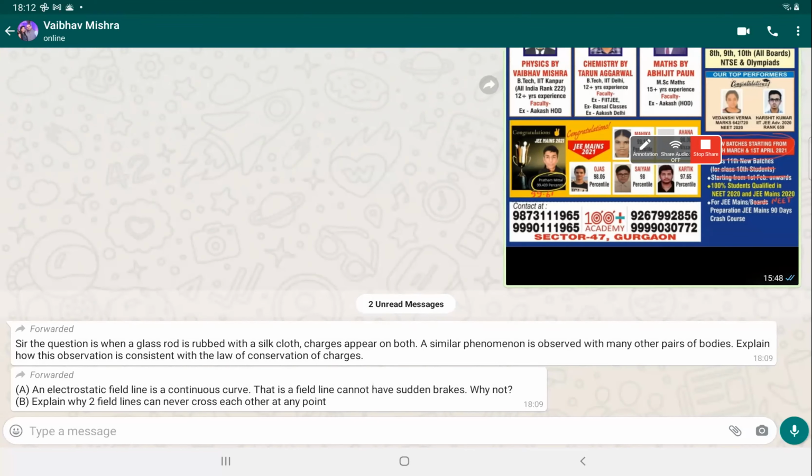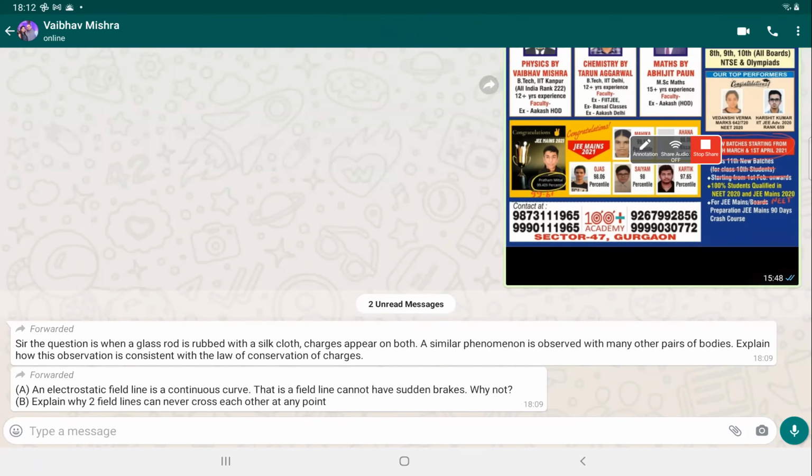Got it? Yes. Okay. Second, an electrostatic field line is a continuous curve. A field line cannot have certain breaks. Why not? Mr. Bharat, where do electric field lines terminate? Negative charge. So unless there's a negative charge present, it cannot disappear, it cannot break. It has to be a continuous smooth curve.